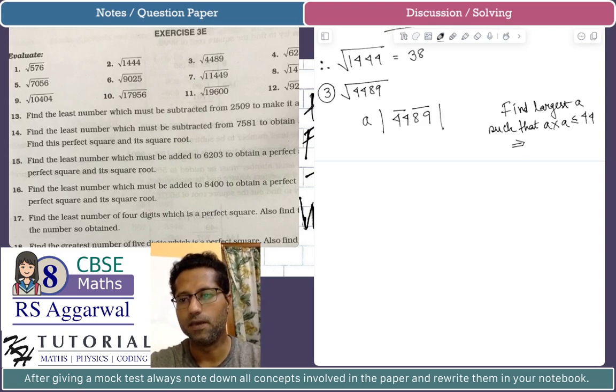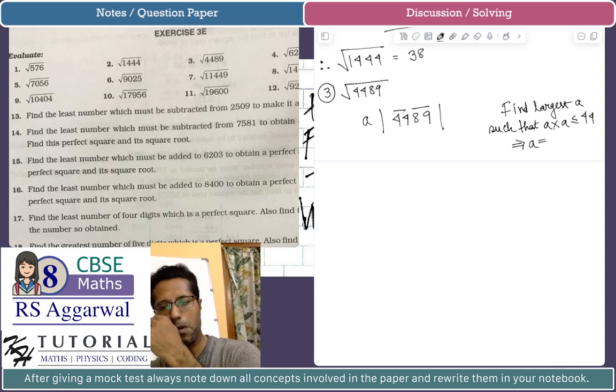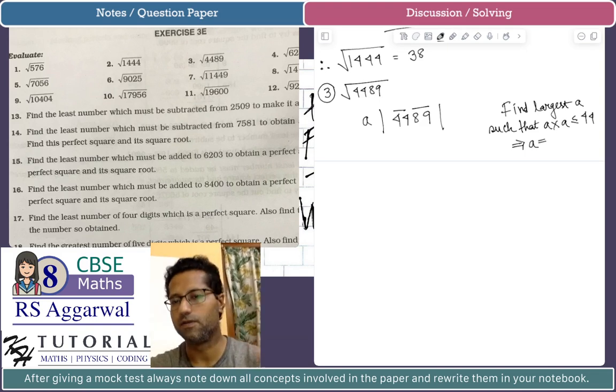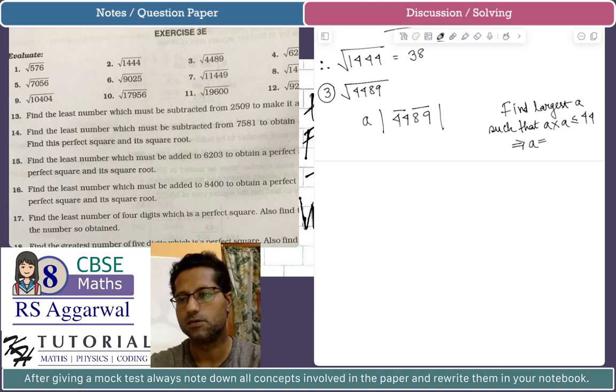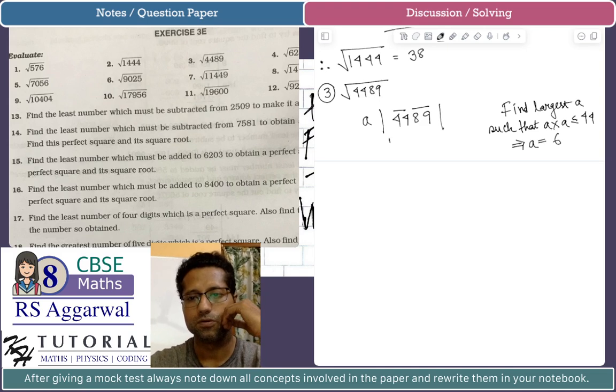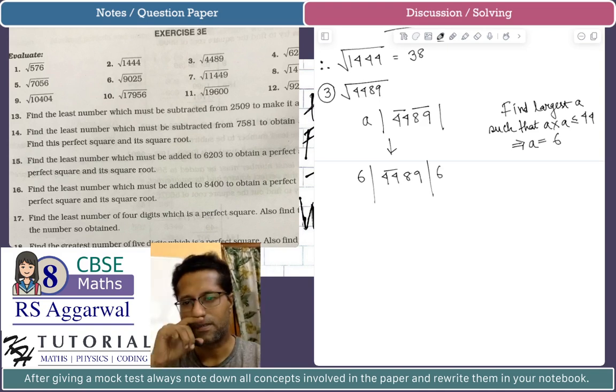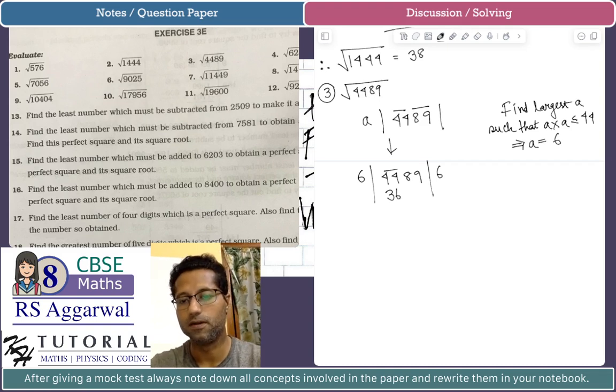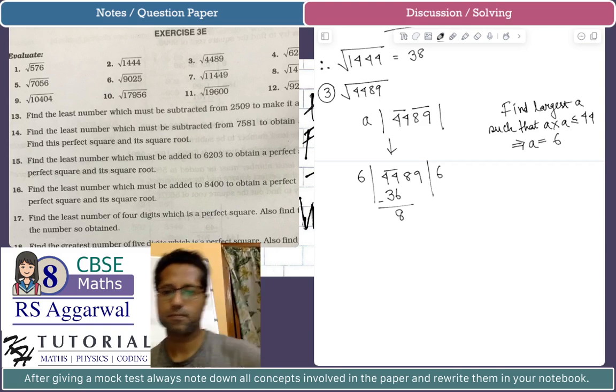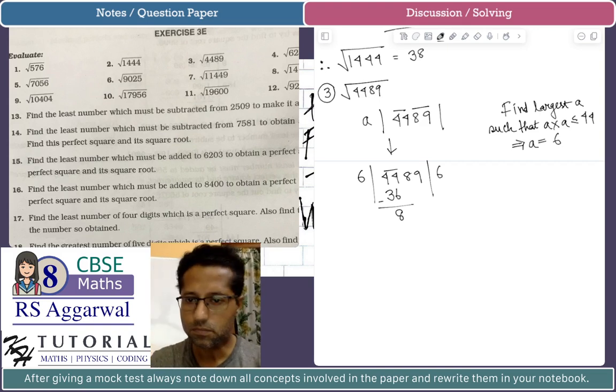Now this implies what will be a? If a is 7, 7 7s are 49. No, 6. 6 6s are 36. So a will be 6. So the starting divisor will be 6, and the quotient will also be 6. 6 multiplied by 6 is 36, and we subtract 36 from the leftmost period, and the remainder is 8.